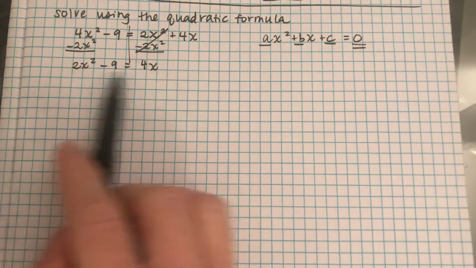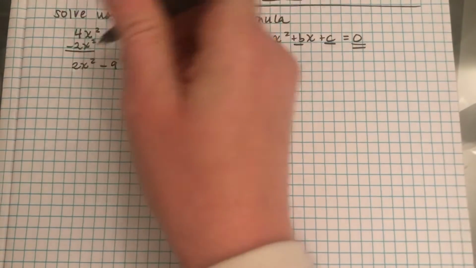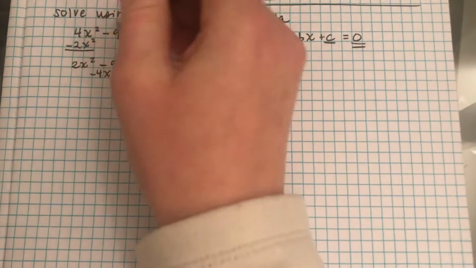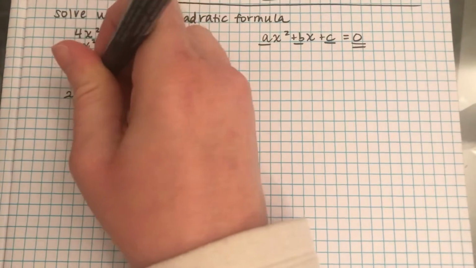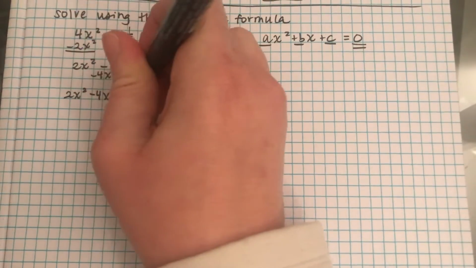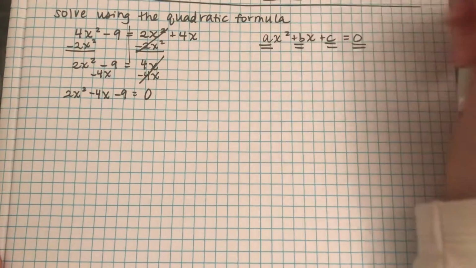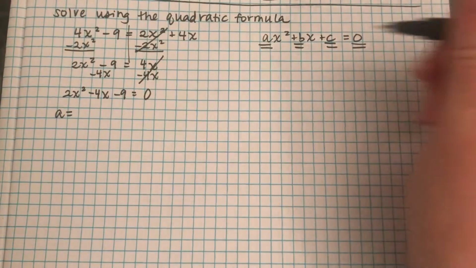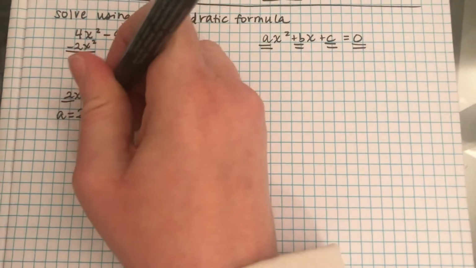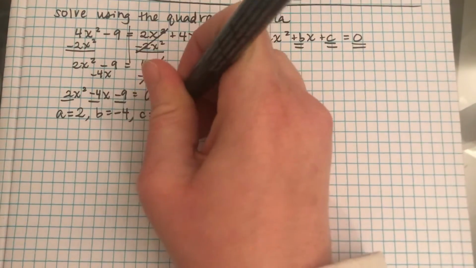Again, I need to bring everything to the same side, so I'm going to move this 4x to the left side. There is no x term already on the left side, so we'll just leave it by itself. So I have 2x squared minus 4x minus 9 equals, now this is 0. So now we are in this format. A, B, and C are clear. I always like to go ahead and label A, B, and C just to make sure I know exactly what I'm working with. A is 2, B is a negative 4, and C is a negative 9.